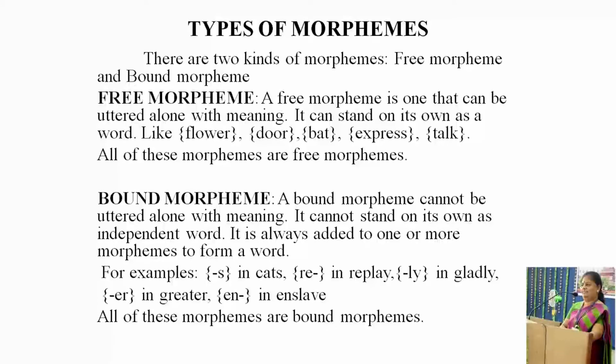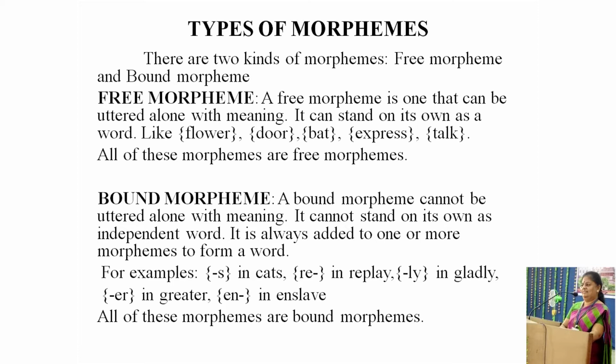Types of morphemes. There are two kinds of morphemes: free morpheme and bound morpheme. Free morpheme. A free morpheme is one that can be uttered alone with meaning. It can stand on its own as a word, like flower, door, bat, express, talk. All of these morphemes are free morphemes.